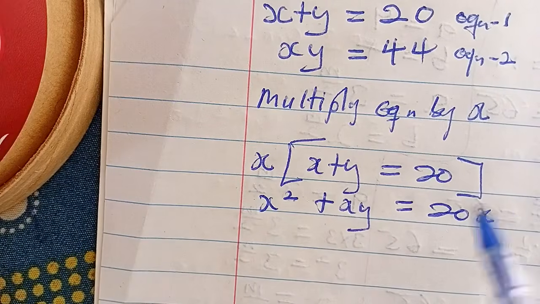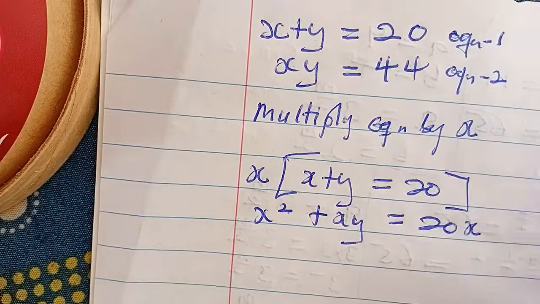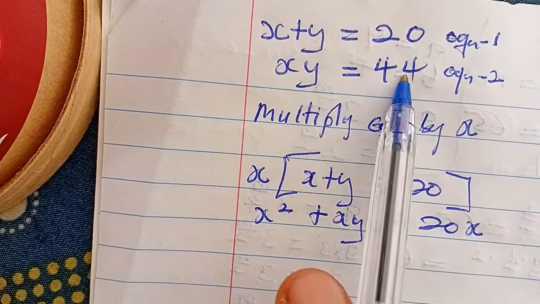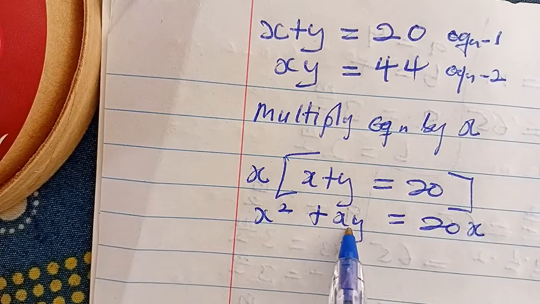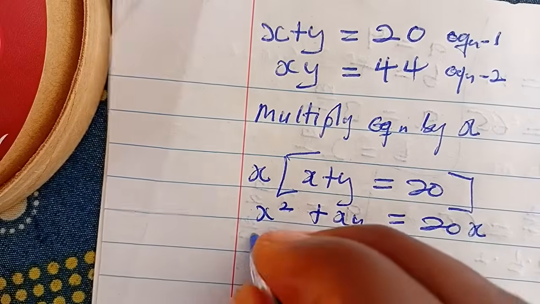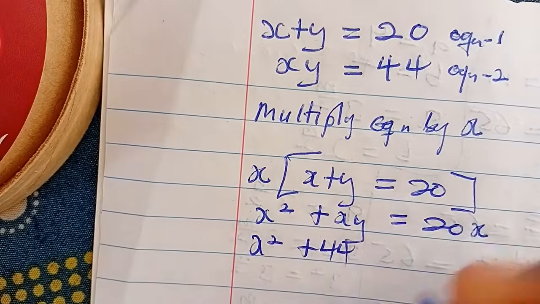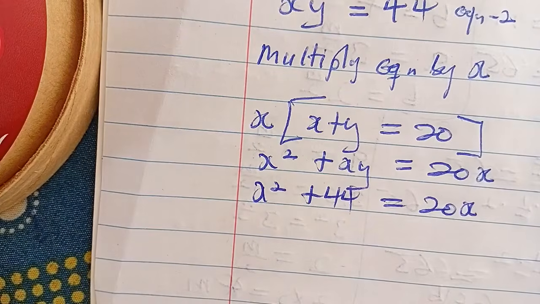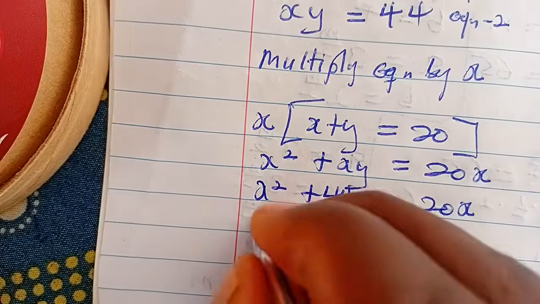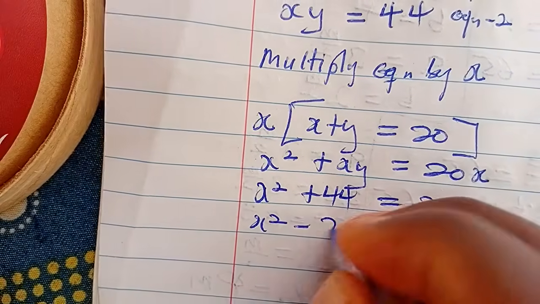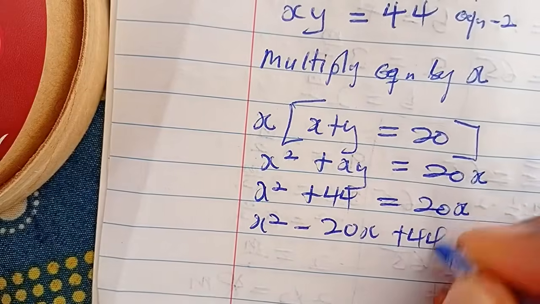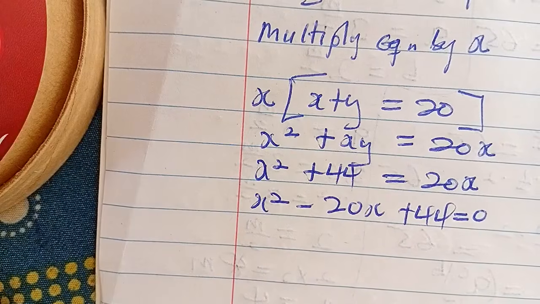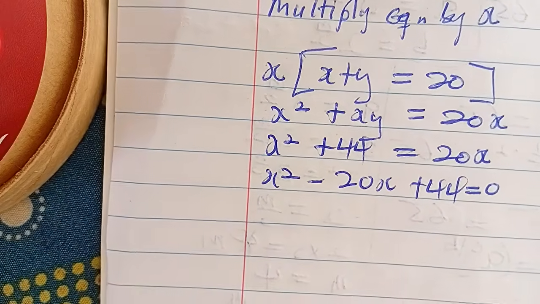Let's do the substitution. Now we know that from equation 1 and from equation 2, the value of xy is 44. Do you get me? So we can put 44 here. So you're going to have x squared plus 44 equal to 20x. Let's rewrite the equation in another form: x squared minus 20x plus 44 is equal to 0. So you can see we have a quadratic equation.